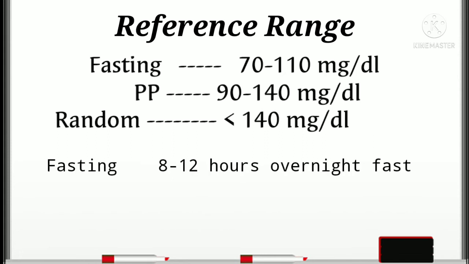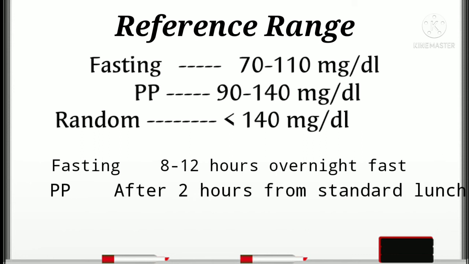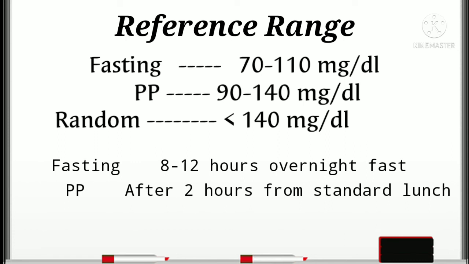Fasting specimen means 8 to 12 hours overnight fast is required. Only water is allowed. Food, smoking, tea or coffee is not allowed. Postprandial sample means the blood is drawn after 2 hours from the 75 gram glucose load or standard lunch, and random sample can be collected at any time of the day.